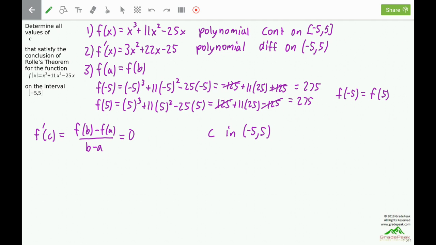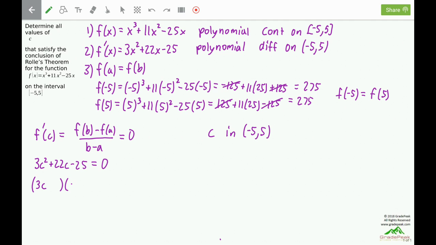There may be one c, there may be more than one c, but we're guaranteed there's at least one c in that open interval. The left side, f prime of c, is evaluated by plugging c into f prime of x. That will give 3c squared plus 22 times c minus 25, and that will equal the right side, which is 0. We have a trinomial quadratic here, so we will need to factor this. There is no common factor between the coefficients, so we have to factor it as is.